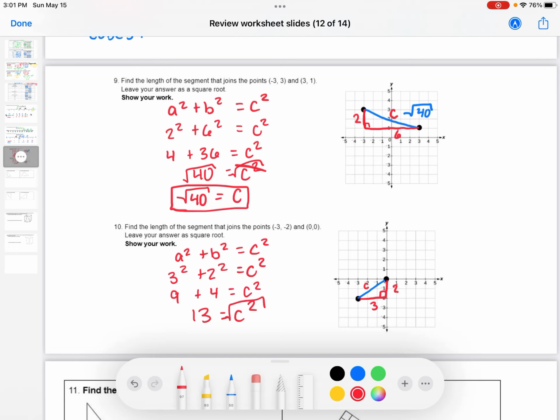Again, my last step is I have to square root both sides. So c equals the square root of 13. That's the length of this side up here, the square root of 13. Again, just leave it like that.